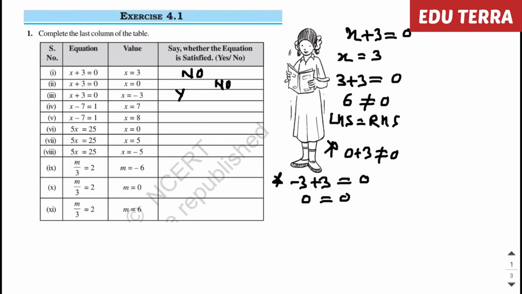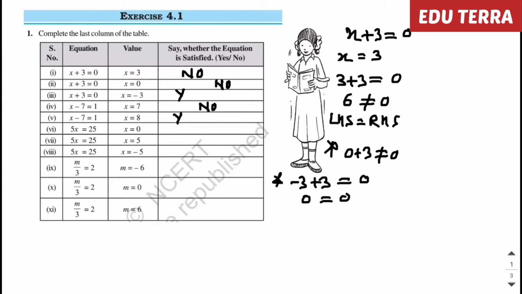Similarly, fourth part, x equal to 7. So 7 minus 7 is 0, but it is given 1. So here no. Now fifth part, x equal to 8. 8 minus 7 is 1. So LHS equal to RHS. So here you will write yes.